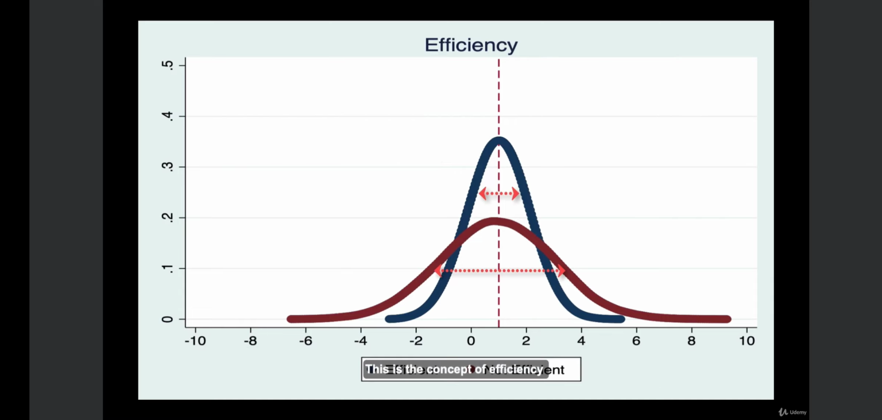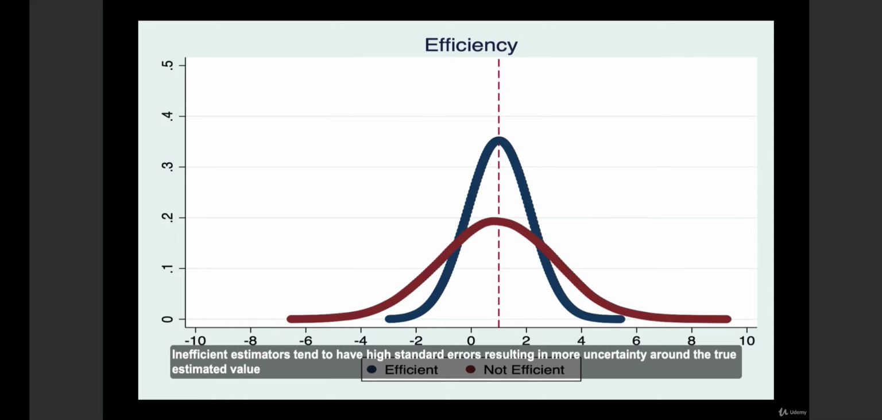This is the concept of efficiency, and whilst we normally don't have an infinite amount of data, this concept is often visible in the standard errors of real-life results. Inefficient estimators tend to have high standard errors, resulting in more uncertainty around the true estimated value.